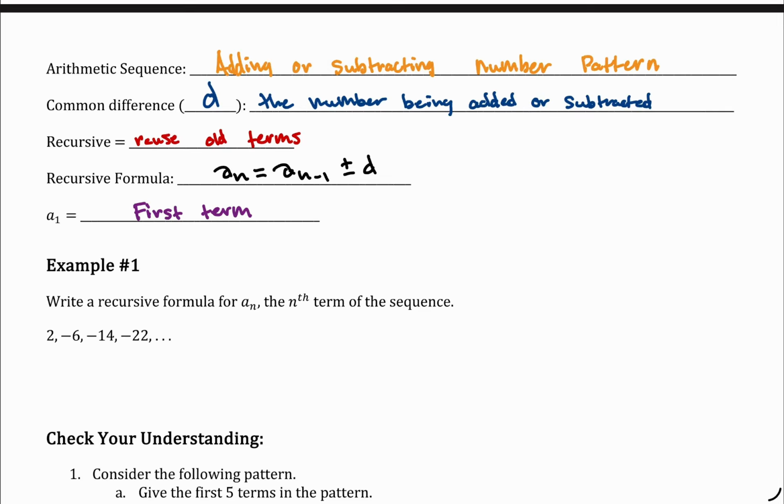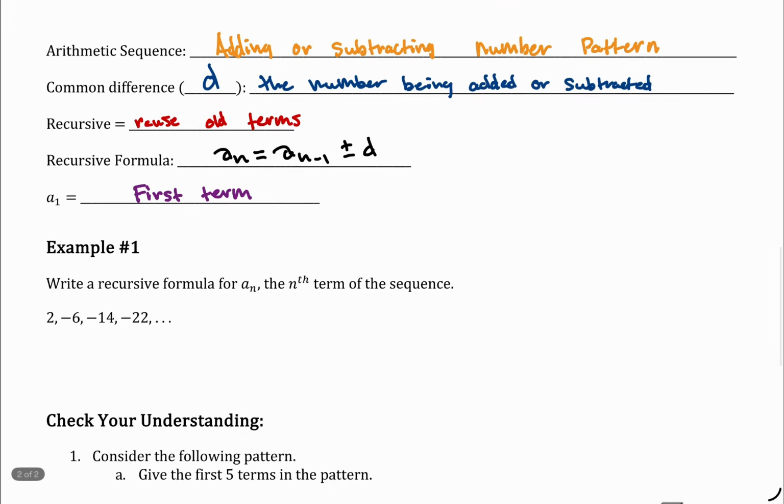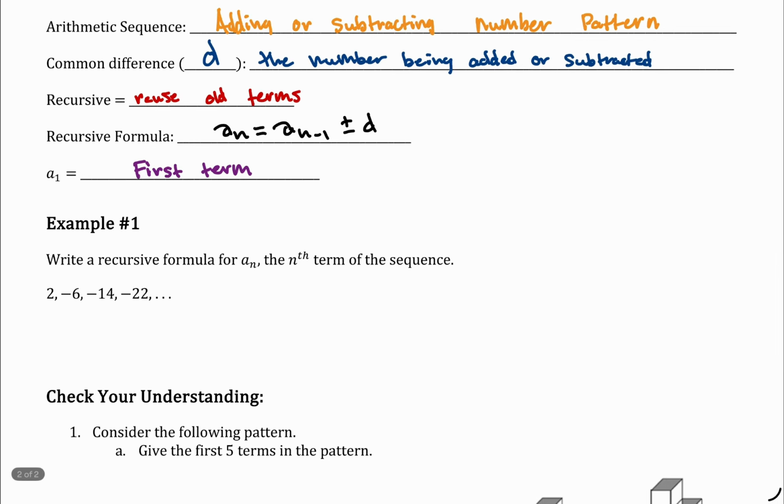So we need to make a recursive formula for this sequence. Okay? So we need to say what our first term is. Okay, so we need to say a sub 1 is, and what is our first term? Well, our first term is 2, right? So a sub 1 is 2. Okay, perfect. That's the first part done.